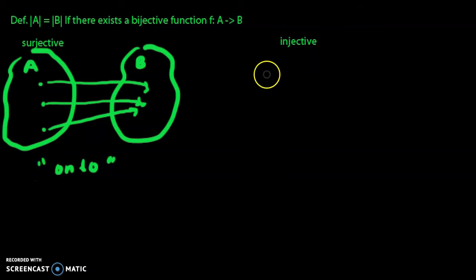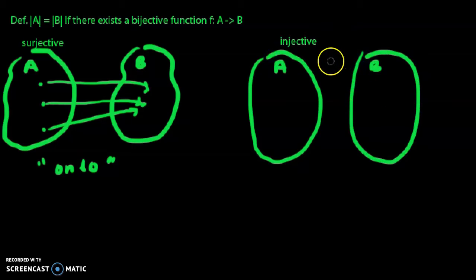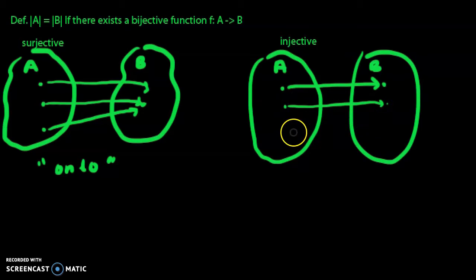And then it's injective. We have two sets, and for any value in A, there is at most one value in B. But there can also be a value in B where there's nothing mapped onto it, and that's still one-to-one.